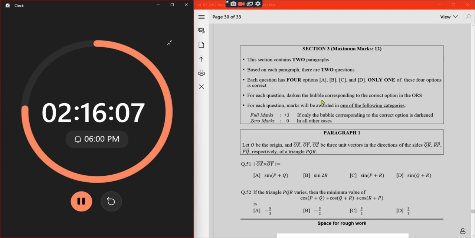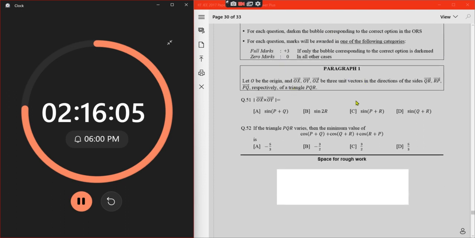Paragraph 5. Okay, O be the origin and these are three unit vectors in the direction of the sides. Q R X vector. Unit vectors in the directions of these sides. Then OX, let's do this. So P Q R. First you just want QR vector, so that's just X vector along that. Then RP vector, so that's Y vector, and then PQ vector, which is Z vector.